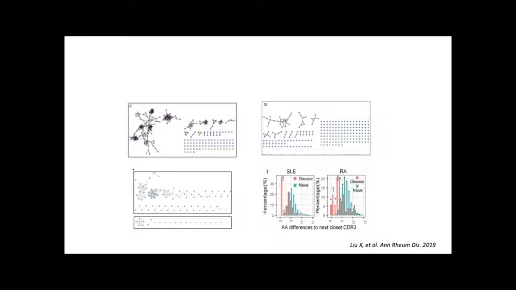We also use the GLIPH software package to do analysis. We found the SLE associated clones can be clustered together, but the ITP associated clones are not that obvious. And we compare the similarity of the disease-associated clones with the naive cells. This is the paper published in Nature. We found a closer, higher similarity in disease-associated clones compared with the naive in both SLE and ITP.